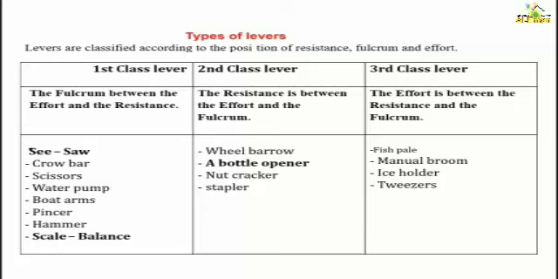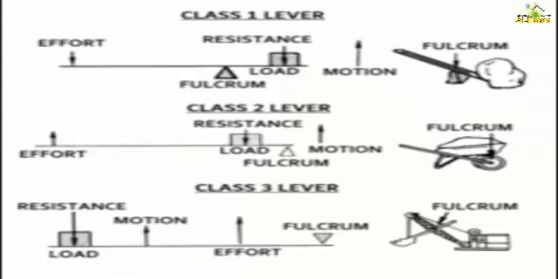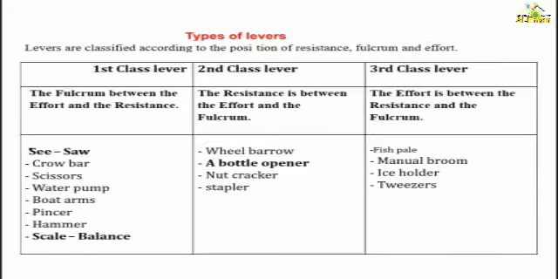The second class lever is when the resistance is between the effort and the fulcrum. As we see, the resistance exists between the fulcrum and the effort. Like what? Like wheelbarrow, bottle opener, nutcracker, and a stapler.